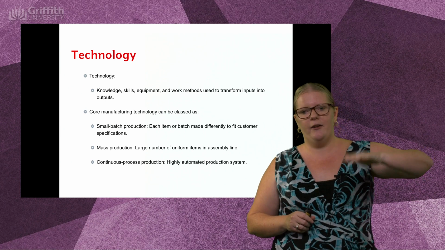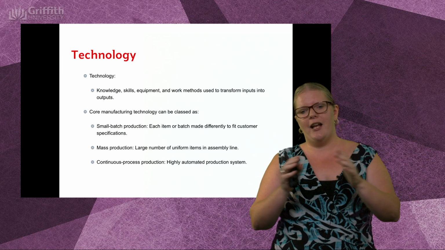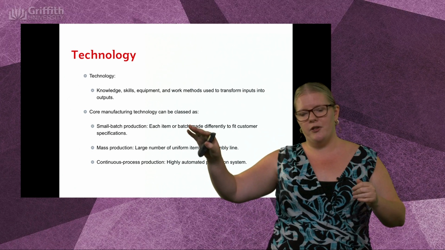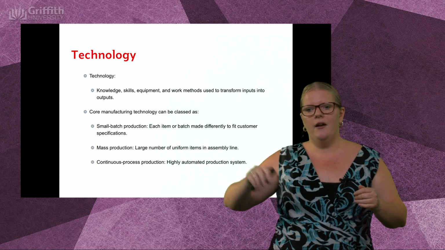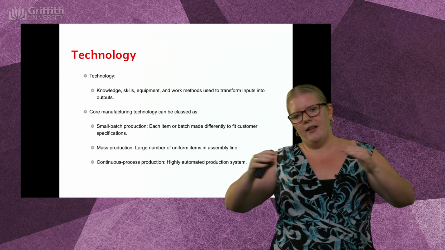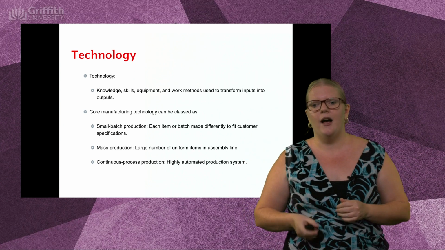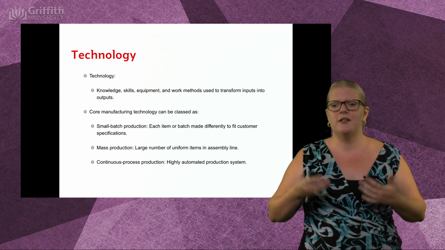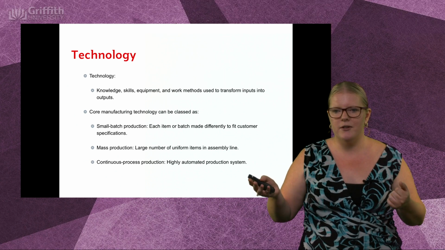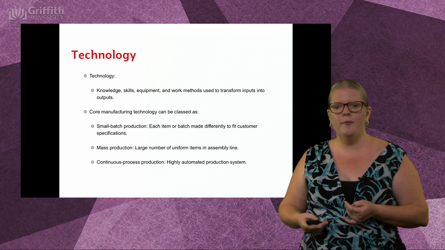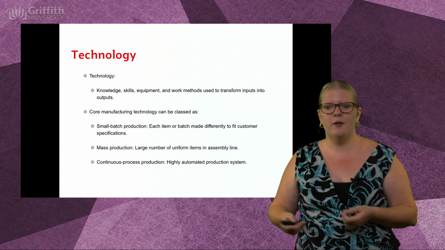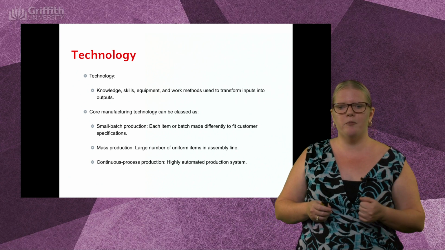Okay, so back in week 1, we talked about this open system that we all operate in, where all of our resources come in, the magic happens in the transformation process, and an output is produced. This is talking again about what we need in order to get our inputs into outputs. So our core manufacturing technology can be classified as small batch production.